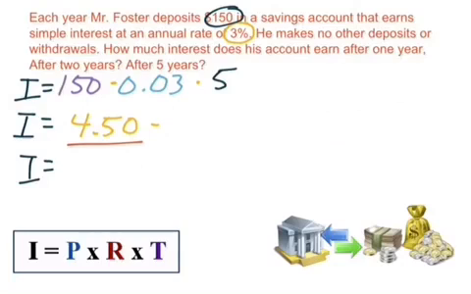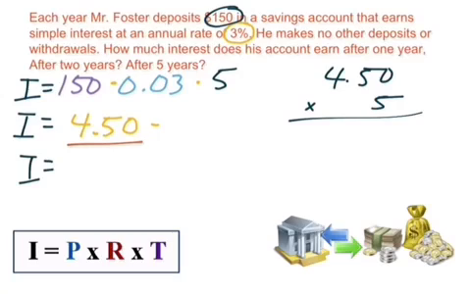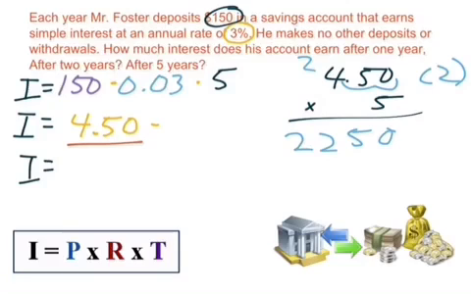But now I just multiply it times 5. So 4.50 times 5 to get what I need to get. So that's 2 places there. 5 times 0 is 0. 5 times 5 is 25. Carry the 2. That's 5 times 4 is 20 plus 2 is 22. And then I'm going to bring the decimal back 2 places.